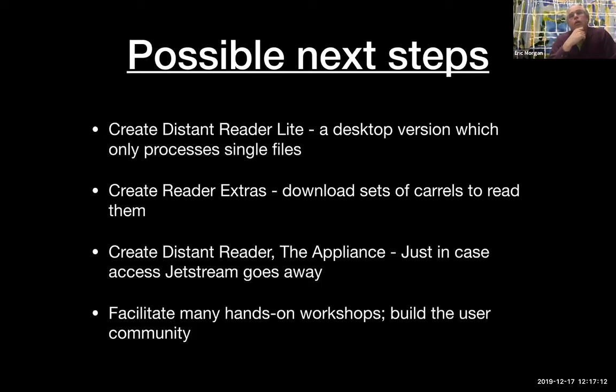You might create a whole pile of carrels. These are a whole pile of previously published sets of stuff. And you can download a bunch of those things, and these things called reader extras will allow you to manage giant piles of study carrels. I'm thinking about creating distant reader, the appliance. This will be a bunch of Pis that I'll glue together. When I lose my Jetstream allocation, I'll still have the application running around.